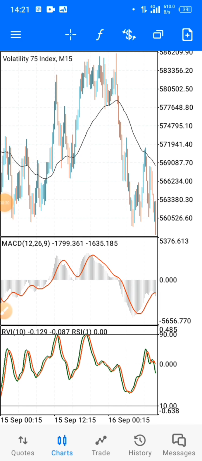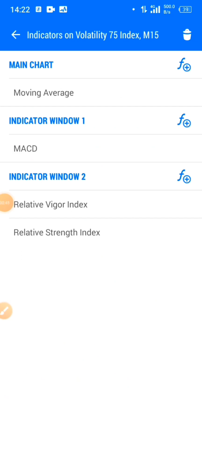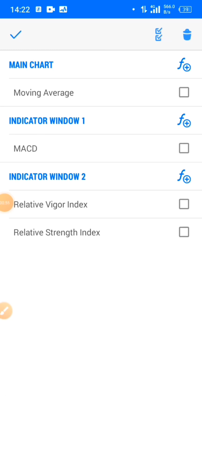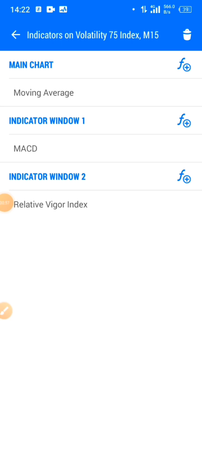So right here, let me first show you the settings for the indicators that we are going to be using. We're going to be using one moving average on the main chart, the MACD indicator, and the relative strength index on the second indicator window. It will look like this, right? We don't need any levels right there.